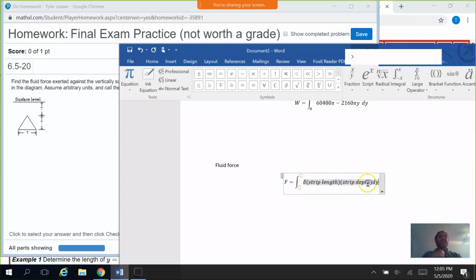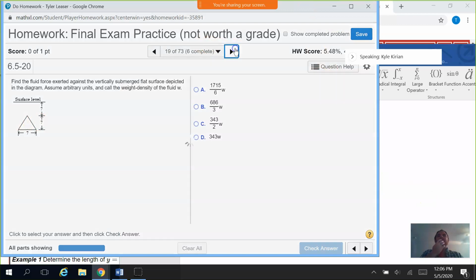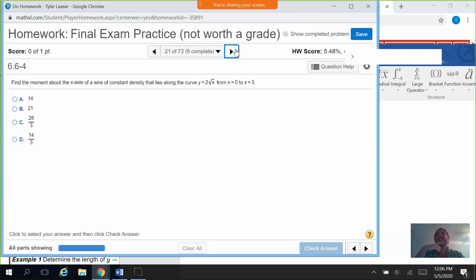I feel like there's something else in there, but again, I'll send out the formula sheet and you're just plugging stuff in. Your strips always have to be horizontal, so then the length is just whatever the formula needs to be to get across the object. The depth is going to be the vertical distance from the top of the surface down to wherever your strip is located. Please go back and look at fluid force problems because you might see one like that.